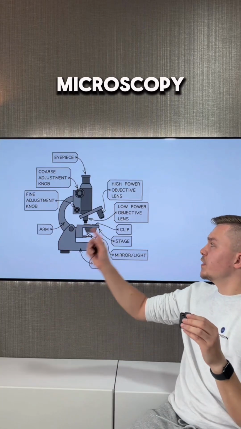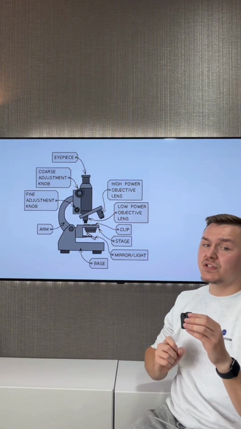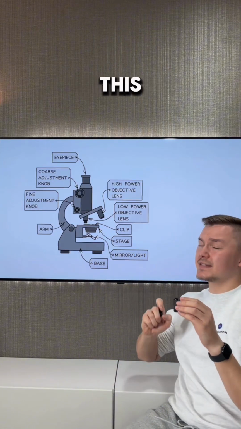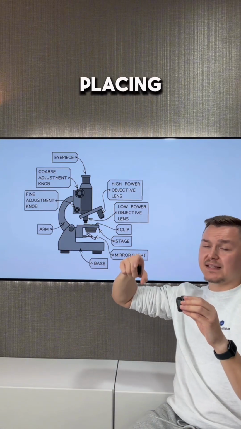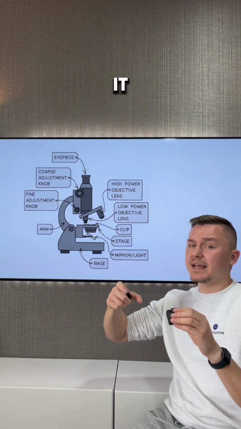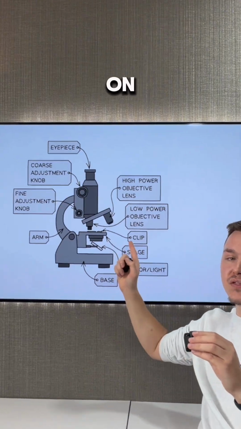Moving on to microscopy, and we should already all be familiar with this diagram of a light microscope. And if we wanted to view a sample of a specimen under this light microscope, we would firstly prepare this slide, which would mean placing the sample on, perhaps dyeing it if that's necessary, placing a cover slip on, and then placing it on this stage.